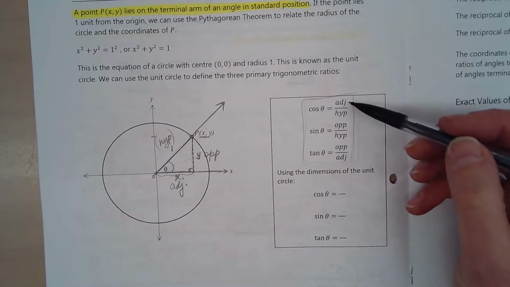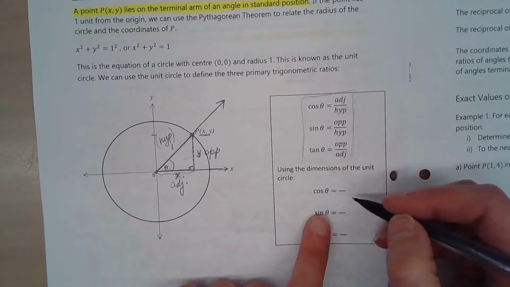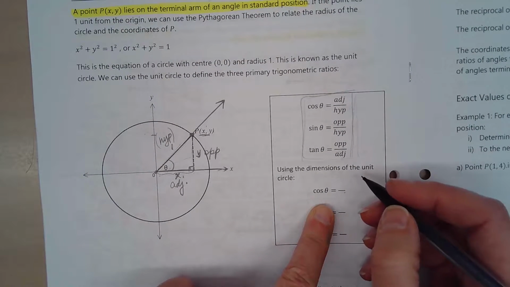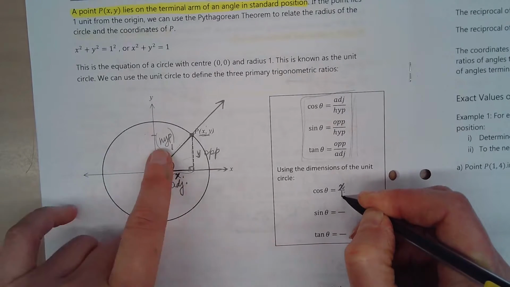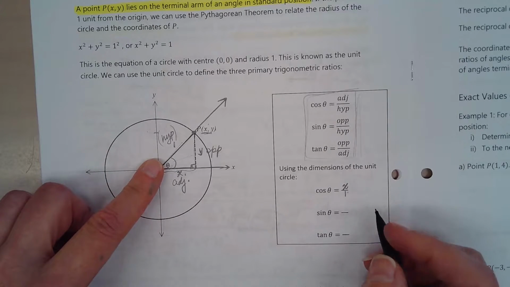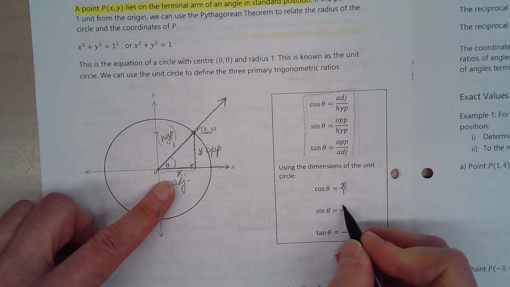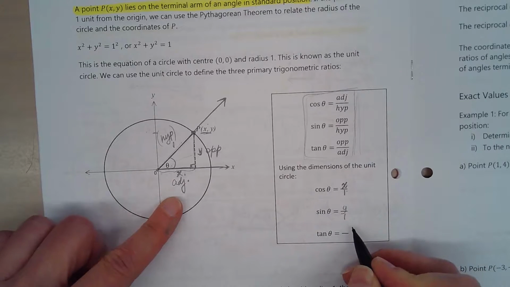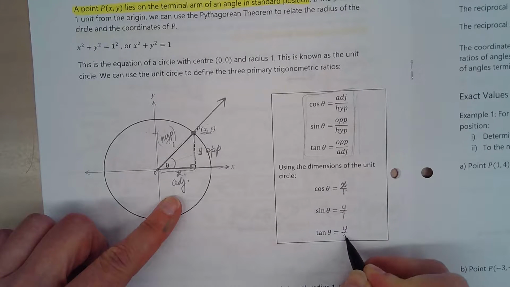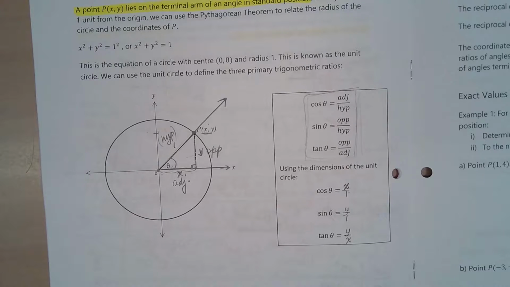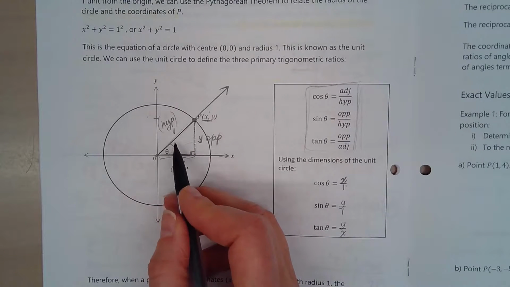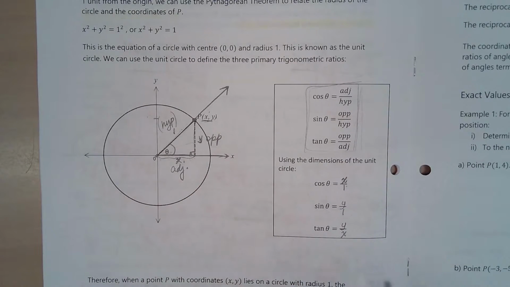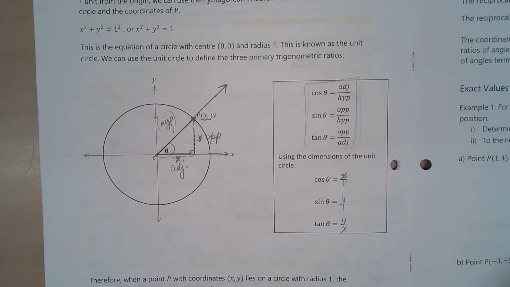So instead of just saying adjacent over hypotenuse and opposite over hypotenuse, I could also refer to cos as x over 1, because the radius is 1, so the hypotenuse is equal to 1. The sine is equal to y over 1, and tan is equal to y over x. That's why it's really nice picking a circle with a radius of 1. It just simplifies our job. It doesn't change the angle measure, which is what we're really interested in, but a radius of 1 is super easy to work with.